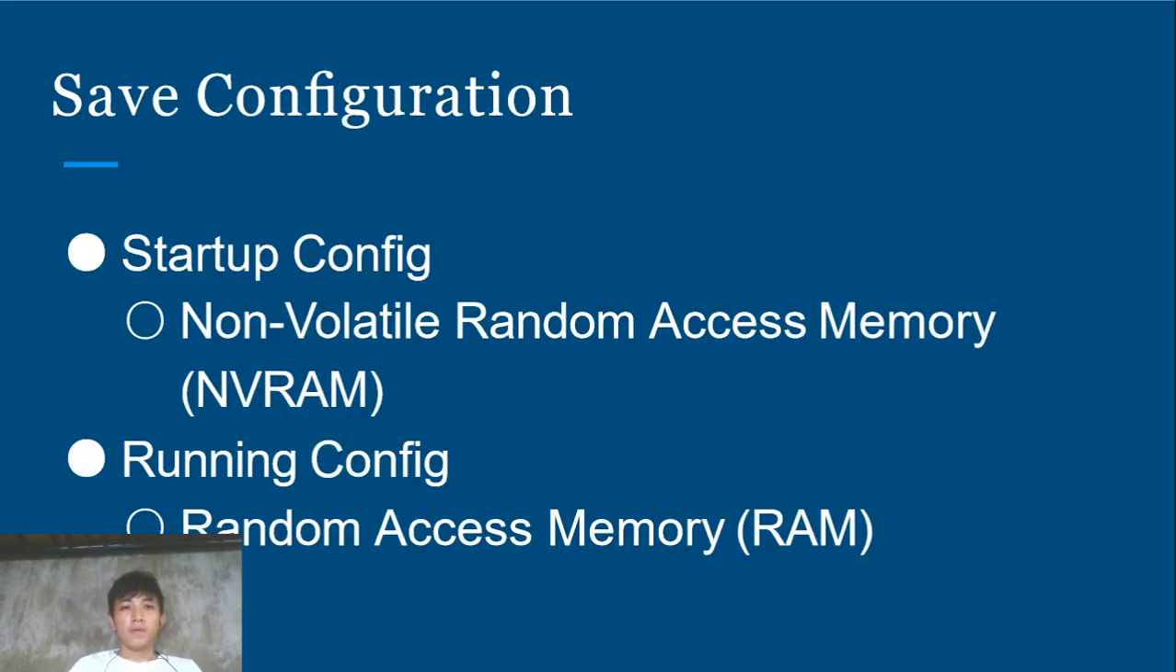So for saving the configuration, we have NVRAM and RAM. For NVRAM, you have the startup configuration on non-volatile random access memory, or what we call NVRAM. Then the running configuration is in random access memory, or RAM.